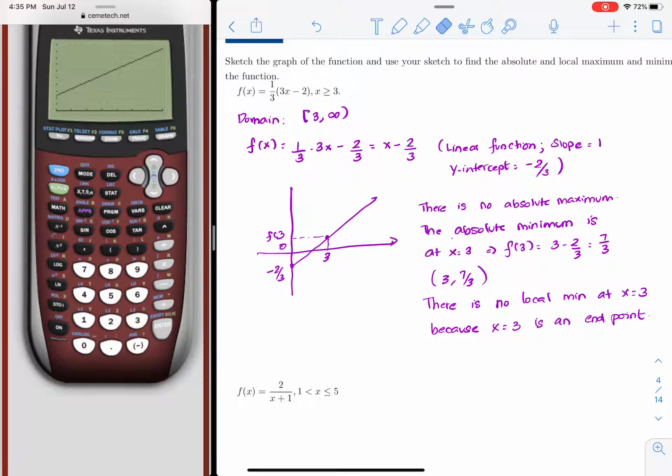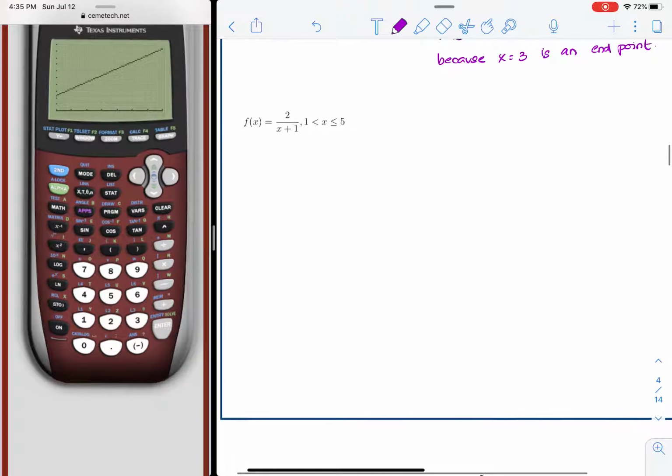What do I mean by that? Let's see if it would help. Well, that didn't help. So I am going to put dotted lines up to 3 and solid lines, because that's where the function starts. So to the right of 3 I can form an interval, but to the left of 3 I cannot, so there is no local minimum at x is equal to 3.